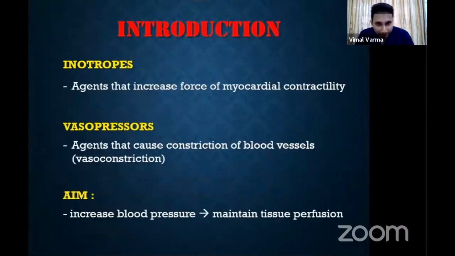For an introduction, what are inotropes? Inotropes, simply said, are agents that increase the force of myocardial contractility. And vasopressors, as the name suggests, vaso for vessels and pressors for contraction, are agents that cause constriction of blood vessels, also called vasoconstriction. The aim of using these drugs is to increase the blood pressure and maintain tissue perfusion.